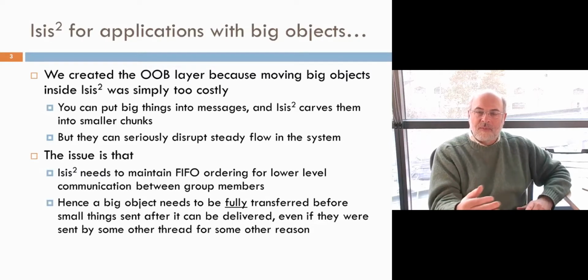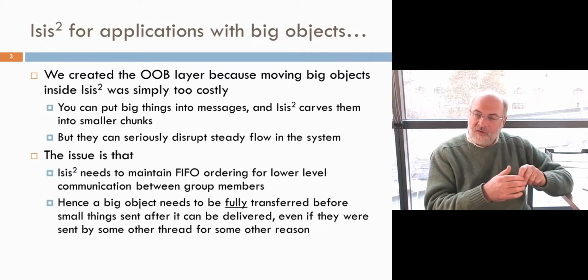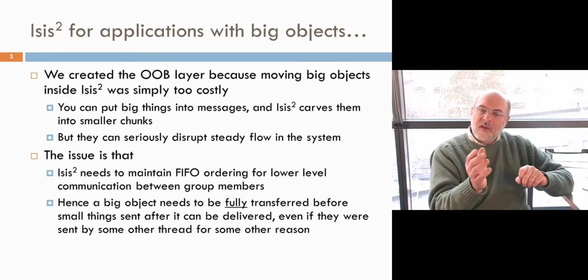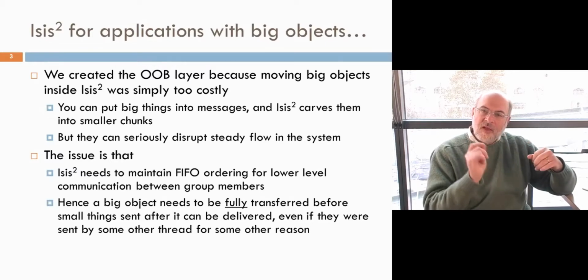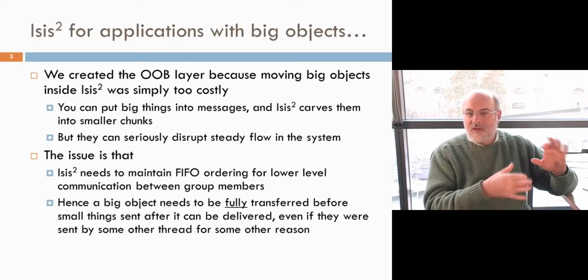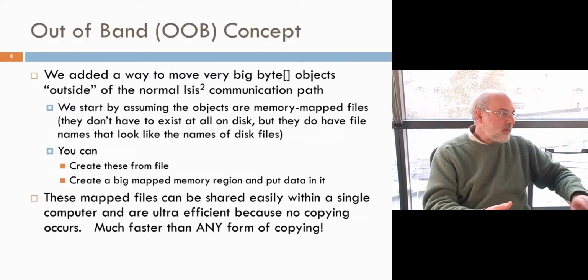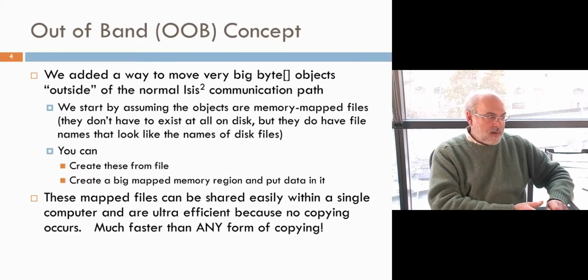And so what happens in the platform is that if you send 20 megabytes before you send 10 bytes, it may be that in your mind that ordering didn't matter, but in the low levels of ISIS, FIFO ordering will never be violated, and so the 10 bytes have to wait. So this out-of-band concept is a really good solution to that problem.